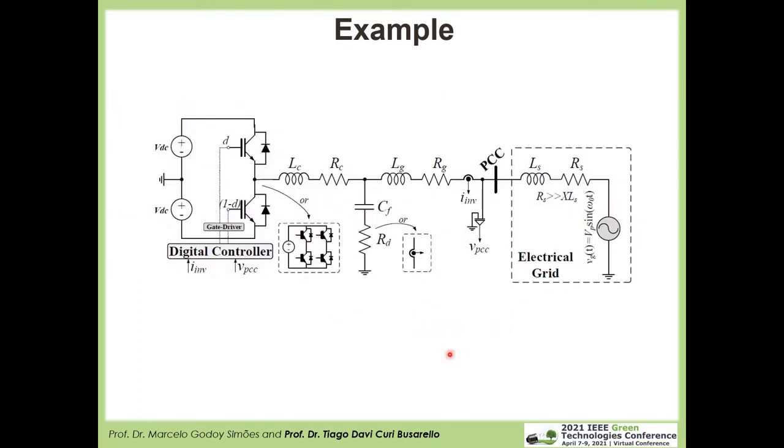This figure shows the power electronics application of our example. It is based on a half-bridge converter, the LCL filter, and the grid. We are measuring the output current of the inverter and also the PCC voltage, and these variables go to the digital control strategy. The methodology presented in this example is valid for a half-bridge converter or a full-bridge converter, and also for passive damping or active damping.